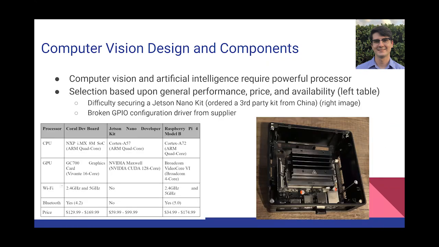In terms of doing computer vision, as well as the next system, which is the artificial intelligence system, we do need quite a strong processor. So we ended up looking at a few options. We looked at the Coral Dev Board, the Jetson Nano Development Kit, and the Raspberry Pi.